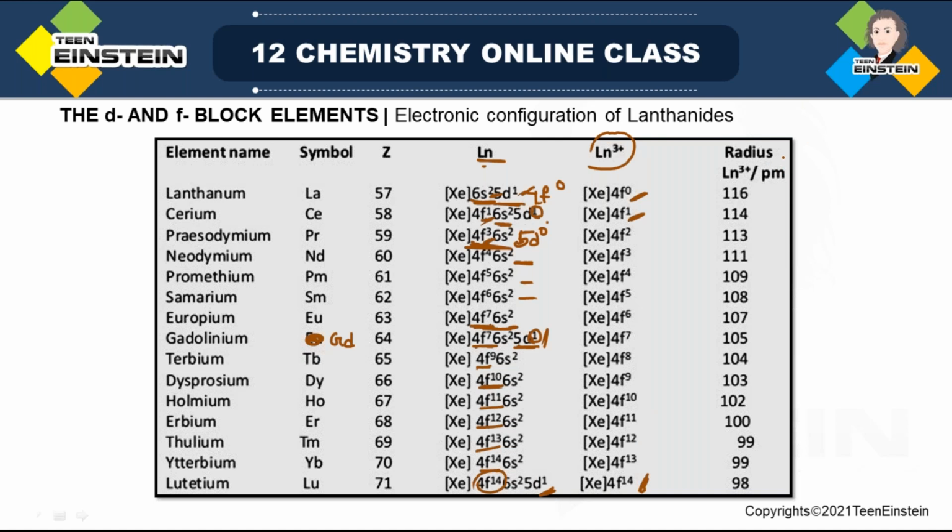Next we will see the radius of this cation, oxidation state 3+, and the values are in picometer unit. See here, the values are gradually decreasing. That is fine, but the decrease is not very large. I am trying to say the difference in the decrease. So 116, 114, that means the difference is only 2. Then here the difference is 1. This is 2. So either 2 or 1. This is the difference. Okay, and sometimes it is almost the same.